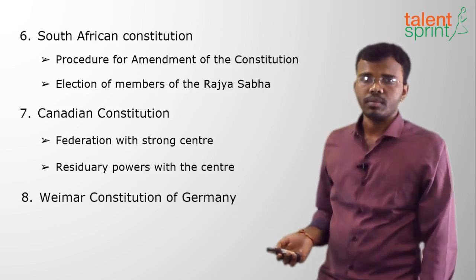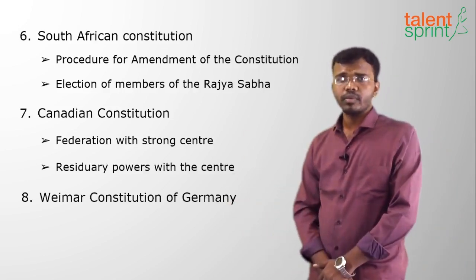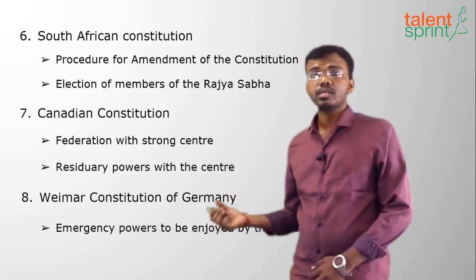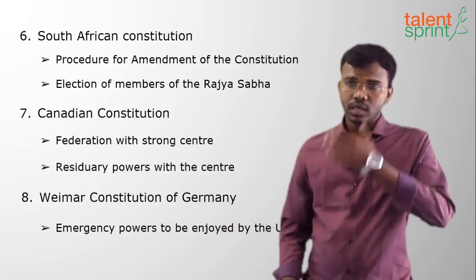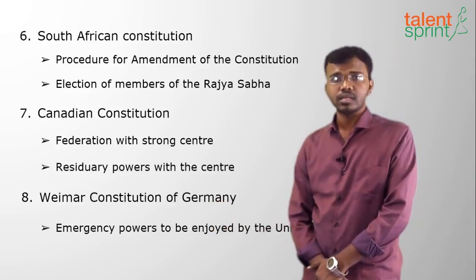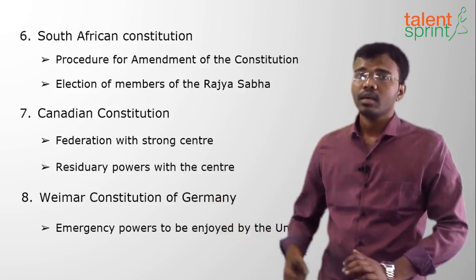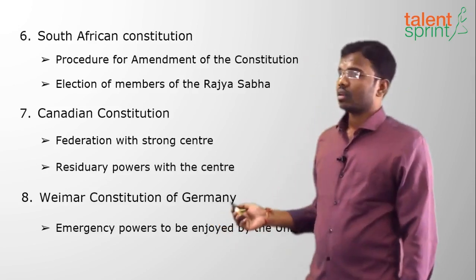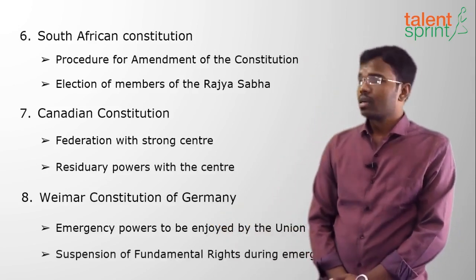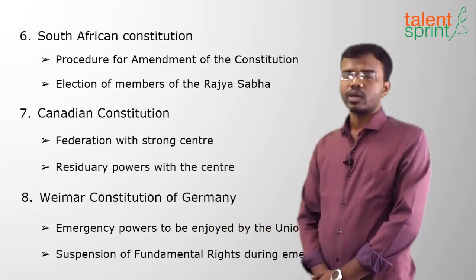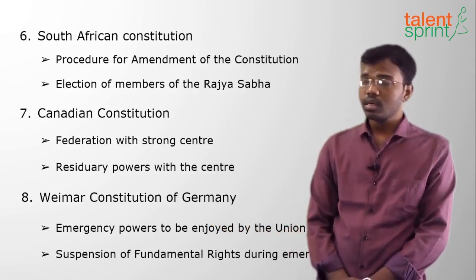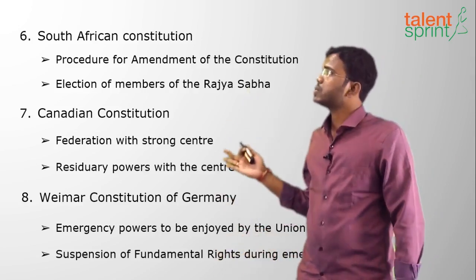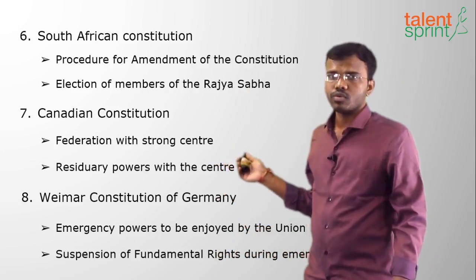Next, Weimar Constitution of Germany. At that time, Germany was Weimar Republic. So we have taken some things from Weimar Constitution of Germany. Emergency powers to be enjoyed by the union. So declaration of emergency and removal of emergency is exclusively done by the parliament. Okay, the state governments cannot interfere in that. Next is suspension of fundamental rights during emergency. Because fundamental rights will be suspended during emergency to maintain law and order in the country. So these are the things which we have inspired from different sources of Constitution.